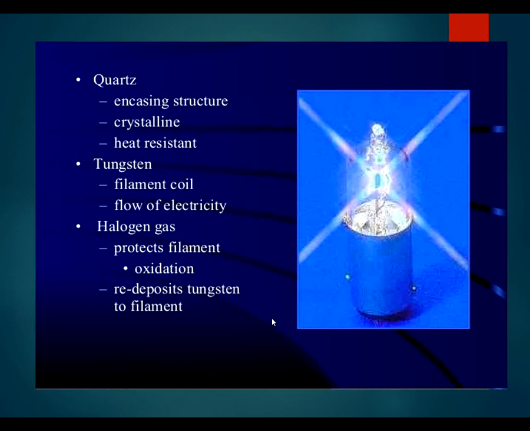There is a quartz. It is the encasing structure, crystalline in form, and it is heat resistant. Inside it there is a filament coil which is made of tungsten, through which electricity flows, and inside this glass there is a halogen gas which protects the filament and redeposits tungsten to the filament.